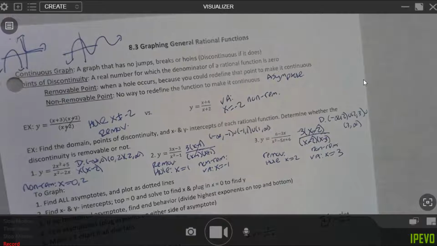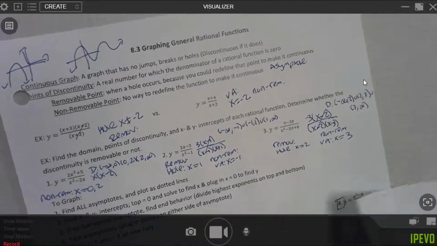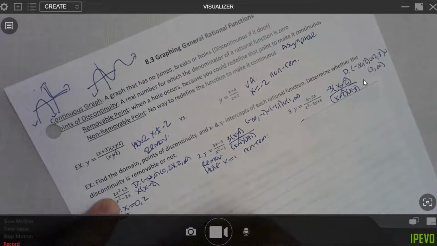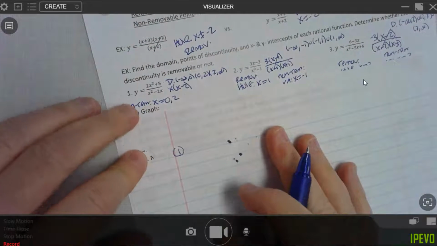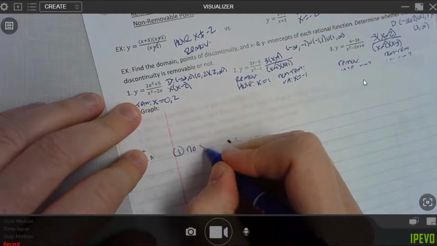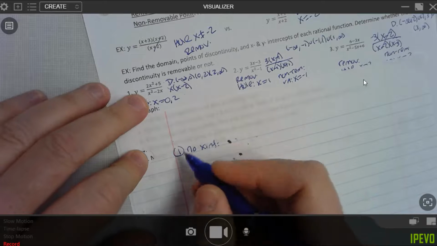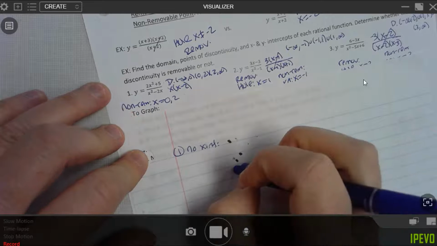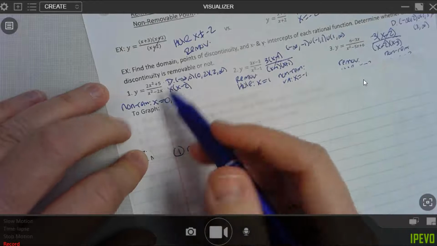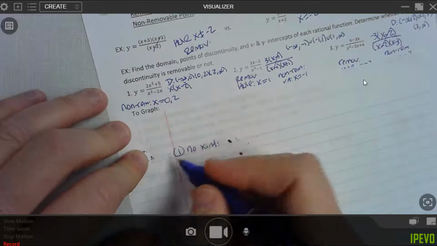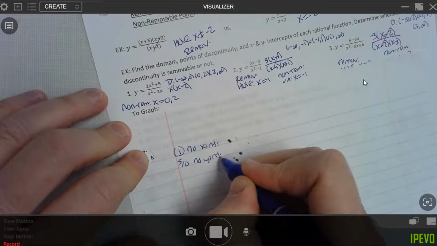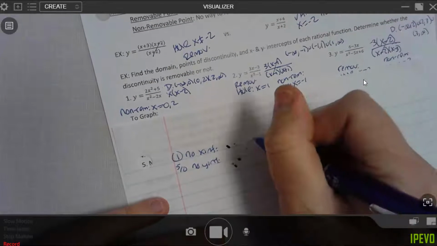So the only things we haven't practiced yet are your x and y intercepts. I'll go ahead and do number 1. The top will not equal 0 on this one, so we are not going to have an x-intercept. There's no x-intercept. For the y-intercept, if I plug in 0 for all those, I'd get 5 over 0, which means there's no y-intercept either because you can't divide by 0. So number 1 had no x or y-intercept.